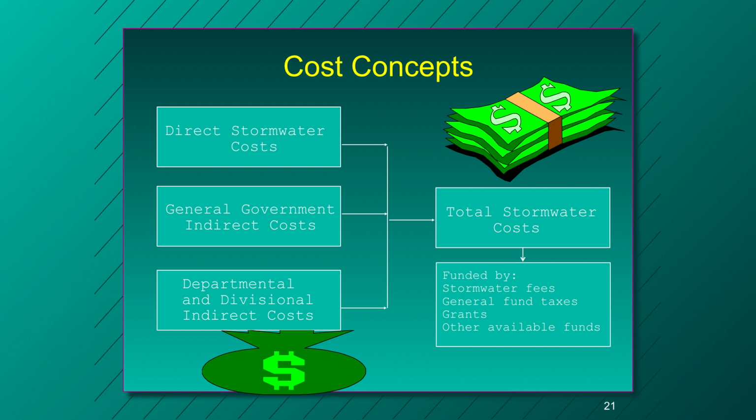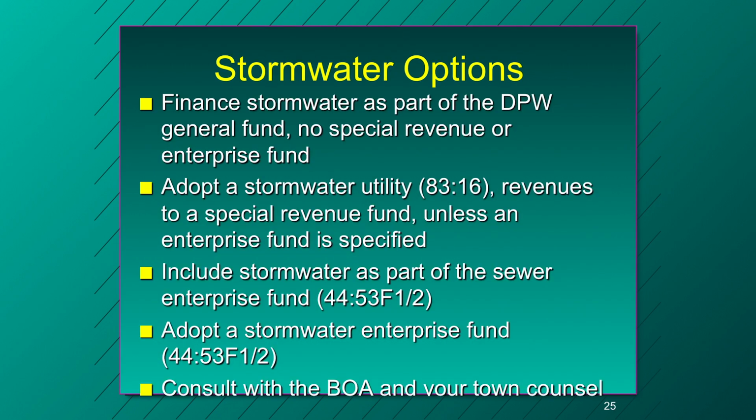So big picture, take a look at your stormwater costs, your direct costs for stormwater. Understand that there are indirect costs in the general fund. Understand that your Department of Public Works might have some indirect costs. And that's going to give you the total cost for stormwater. And how's that going to be financed? Maybe by stormwater fees, maybe by general fund taxes, maybe by some grants, or some other available funds.